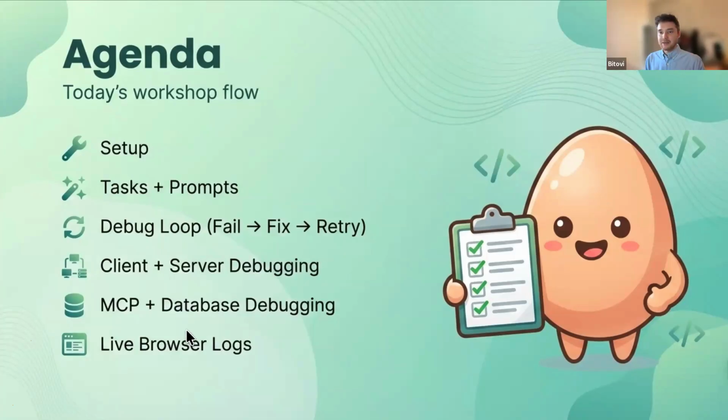Then we're going to talk about database debugging. So how do we connect Copilot up to a database so it can see what's in the database? Maybe it can make changes to the database. In this case, we're going to be using Postgres. And then if we have time, we're going to look at live browser logs. So how you can have Copilot actually look inside your browser and see any of the logs or any of the errors that are happening.